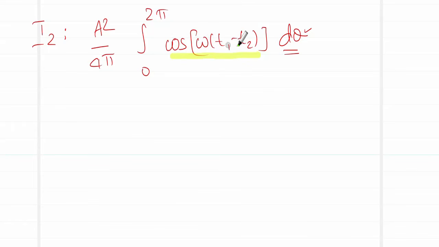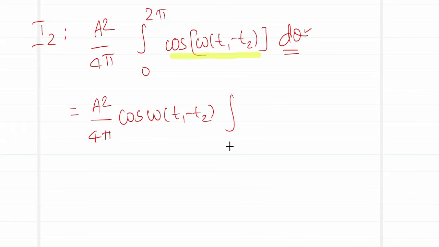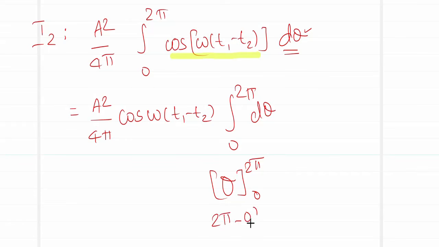So this part, which is independent of theta, will be treated as a constant. So it becomes A square divided by 4 pi. This constant, cos of omega (T1 minus T2), comes outside, leaving you with integral 0 to 2 pi d theta alone. What is the integral of d theta? It is theta between the limits 0 to 2 pi. So when I apply upper limit minus lower limit, it becomes 2 pi minus 0. And what is the quantity left for us? Cos omega (T1 minus T2) into A square divided by 4 pi.